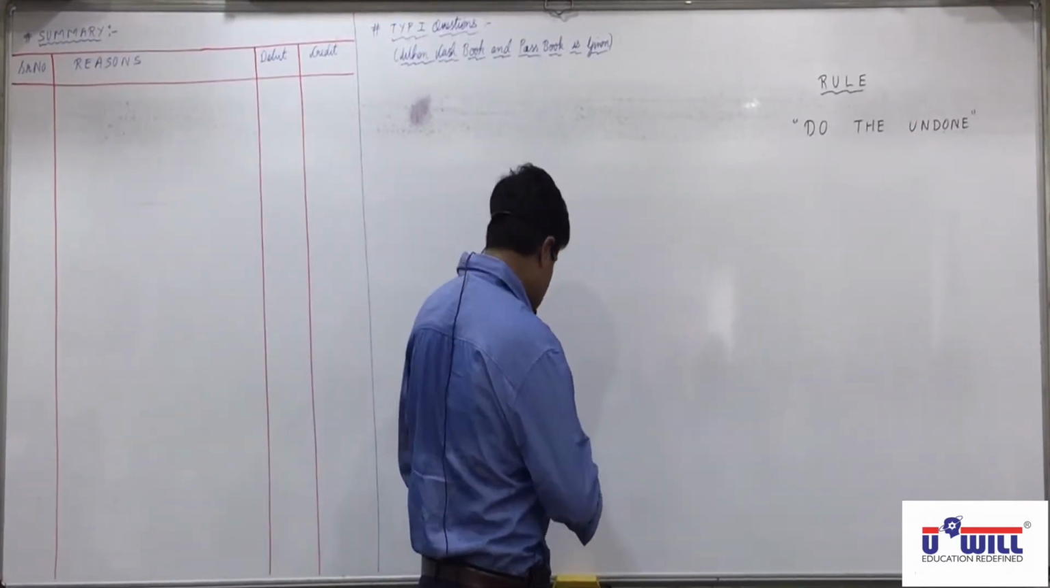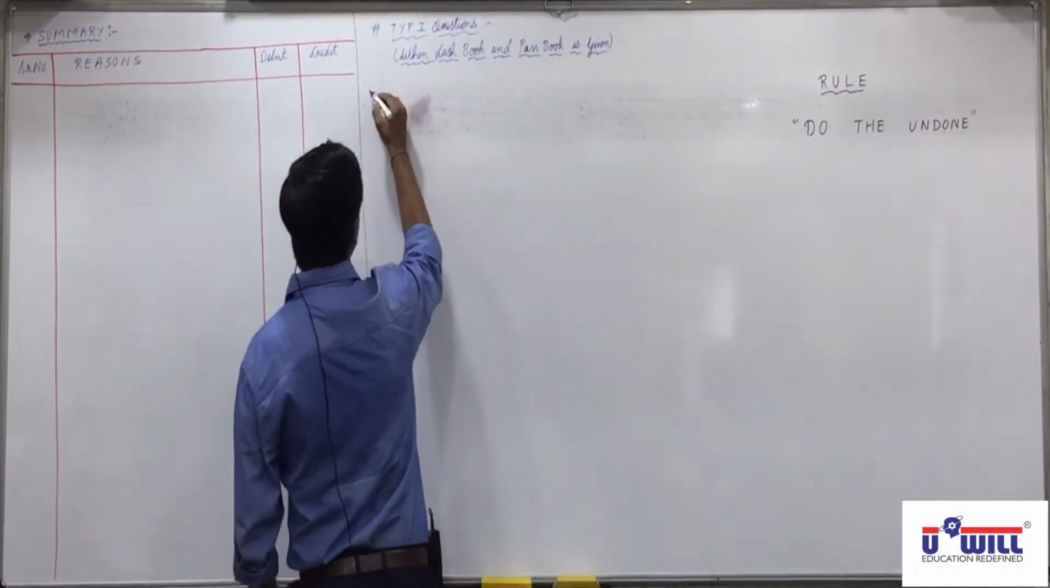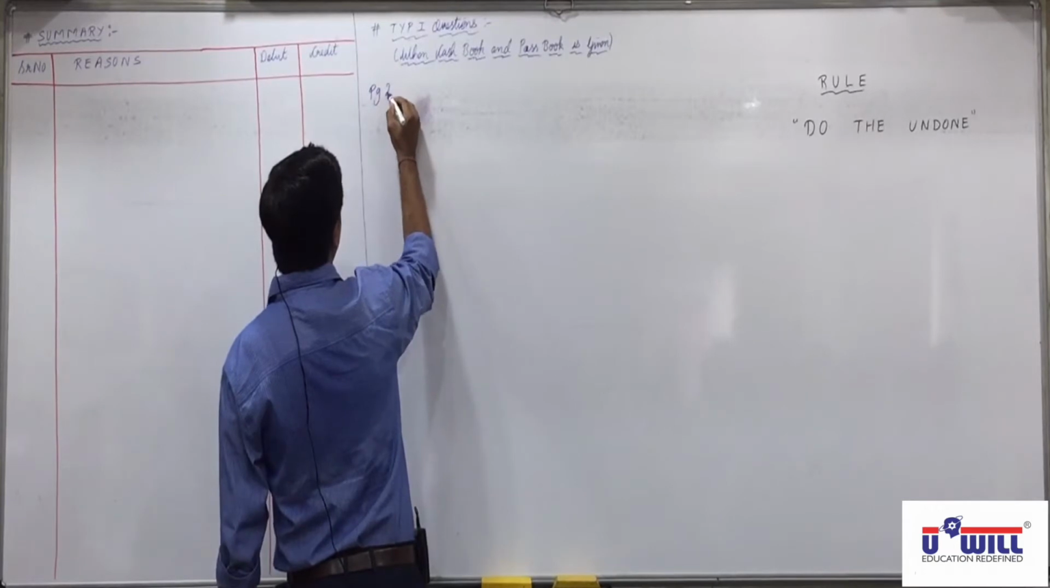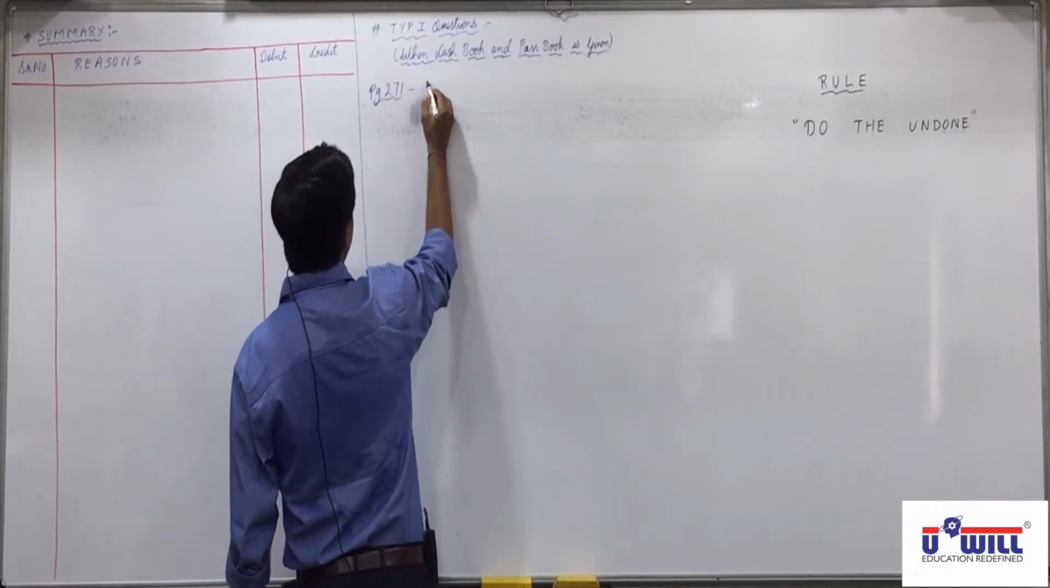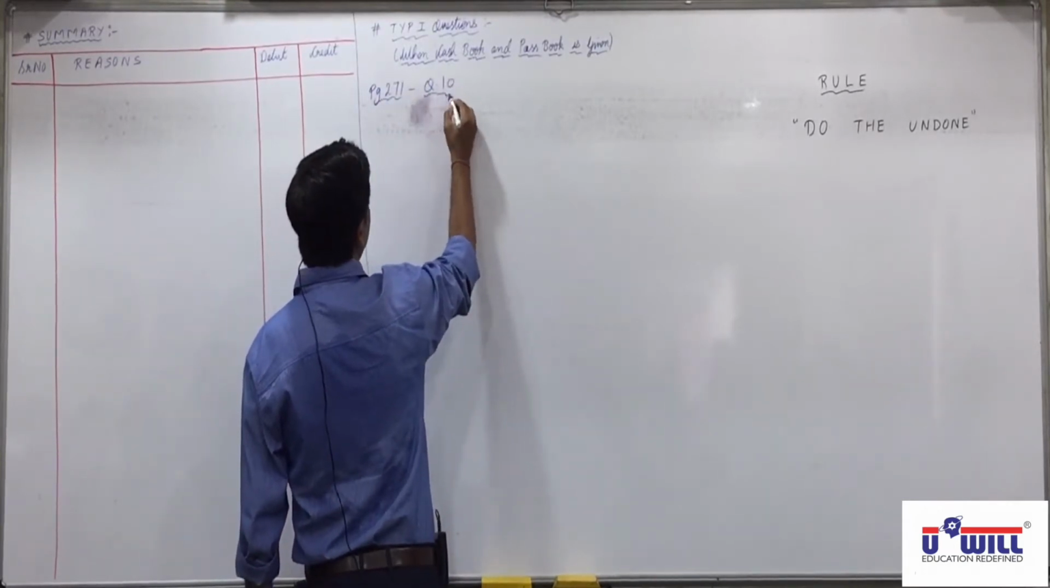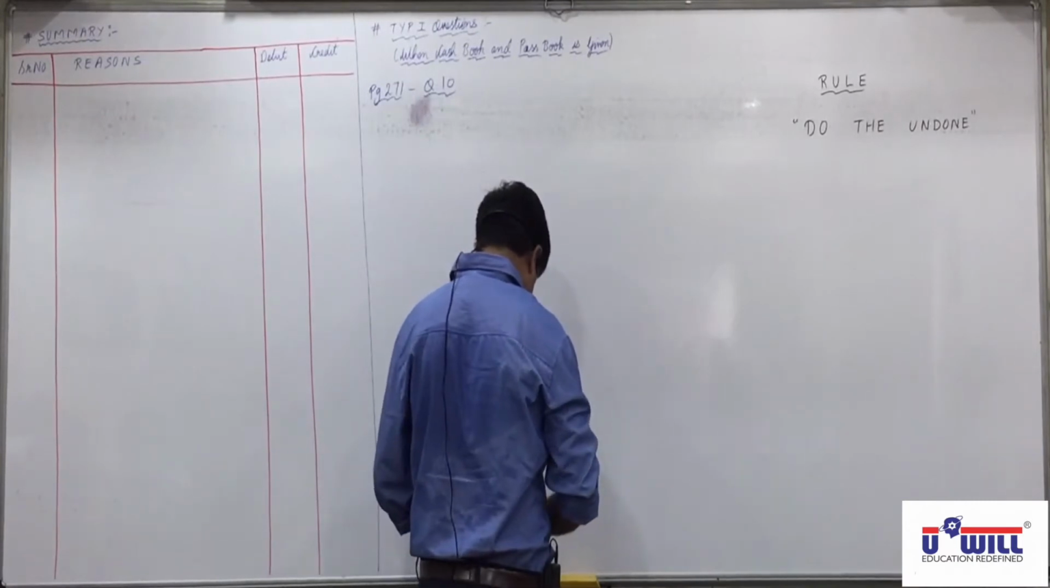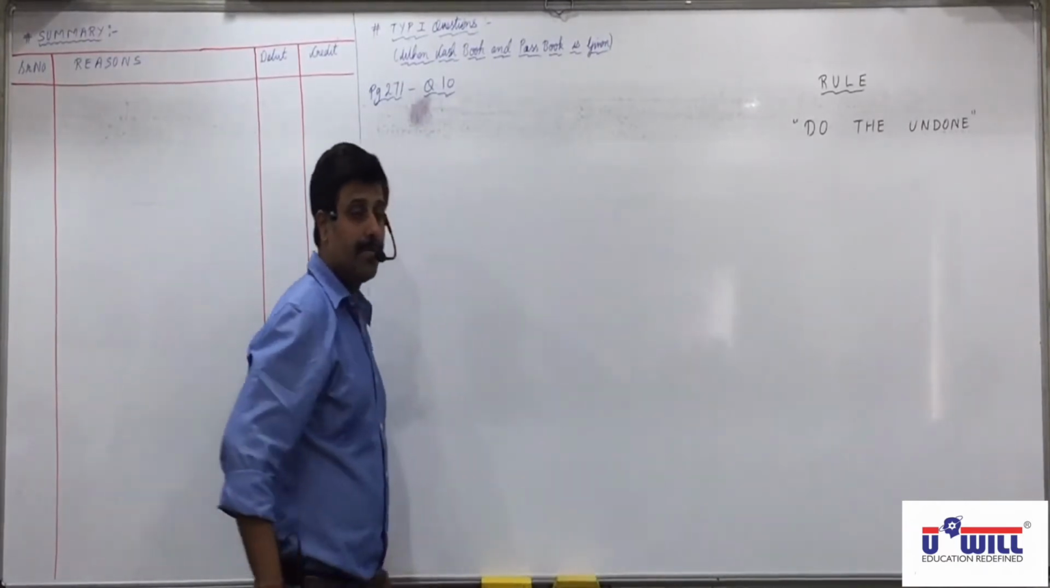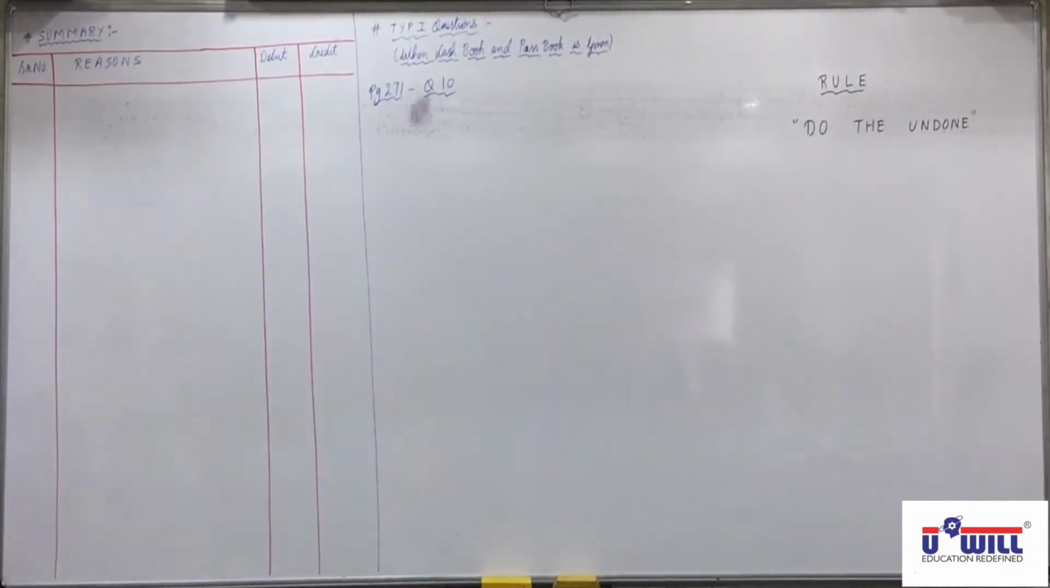Page number 271, question number 10. Understand it properly how to solve, because one question I'll explain you, the other one I'll ask you. Then you'll try one on your own. Did you all take it out? Okay, we are done.